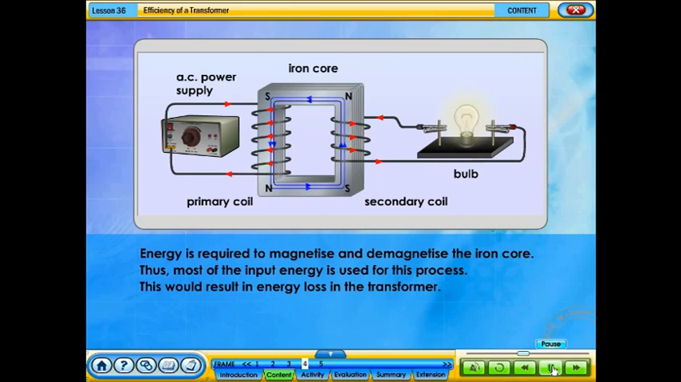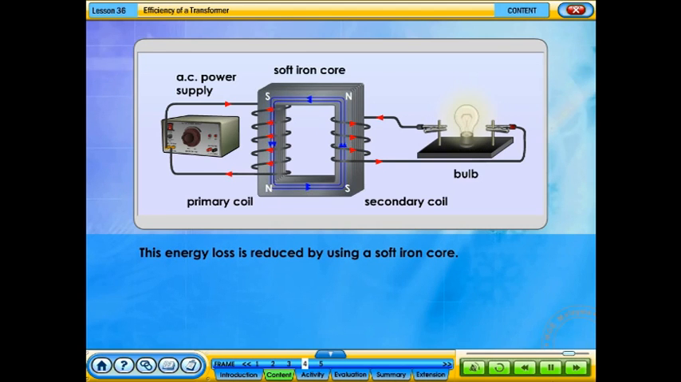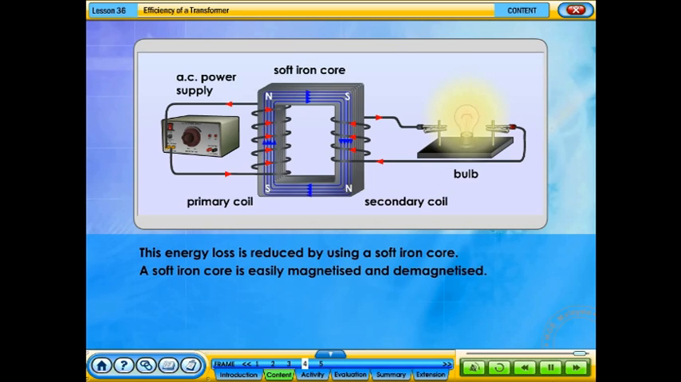Energy is required to magnetize and demagnetize the iron core. Thus, most of the input energy is used for this process. This would result in energy loss in the transformer. How do we reduce this energy loss due to magnetization and demagnetization of the iron core? This energy loss is reduced by using a soft iron core. A soft iron core is easily magnetized and demagnetized.